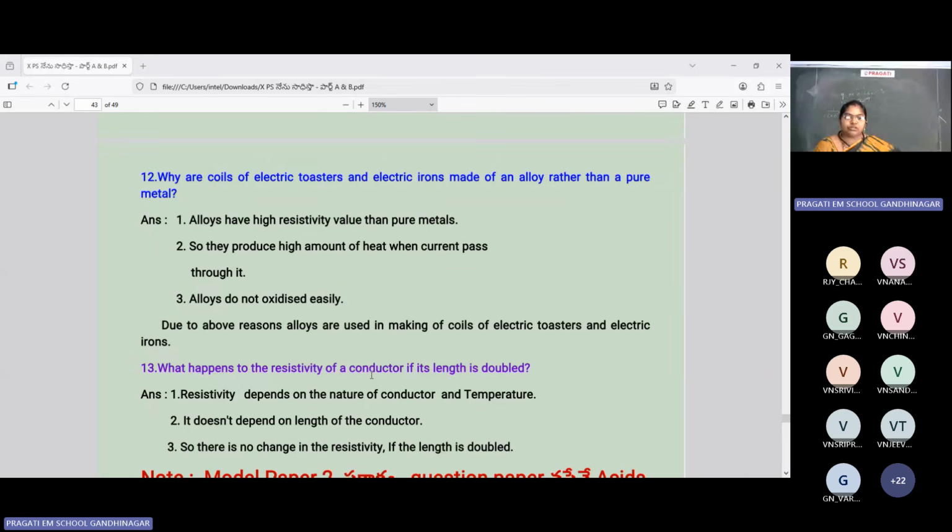Diagrammatic representation, followed by the labeling of parts. Yes, everything should be done carefully and neatly. Write the paper well, present it well. Definitely you will come out with 50 marks. Okay.